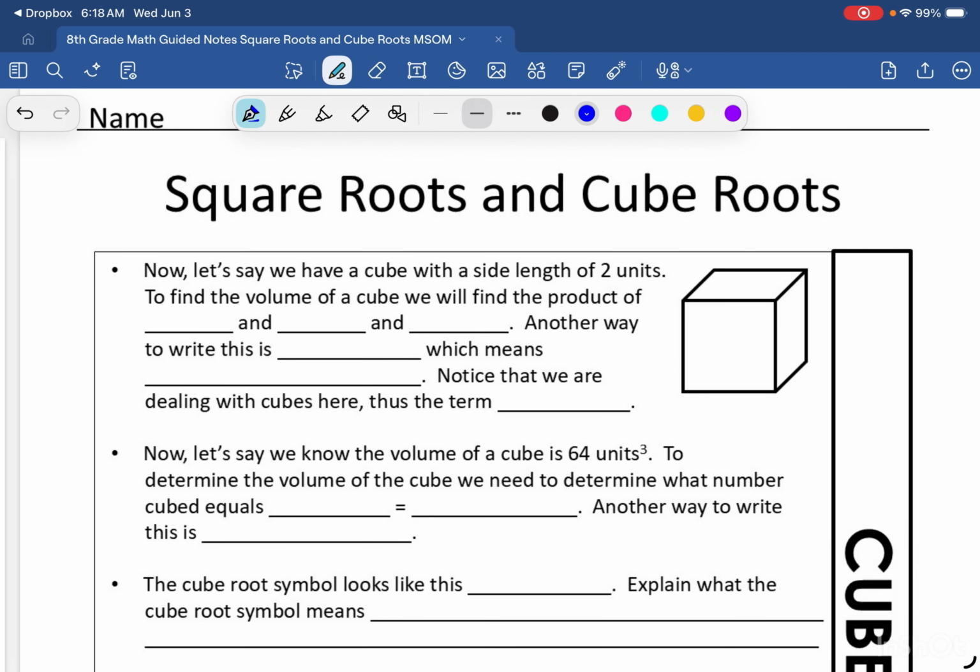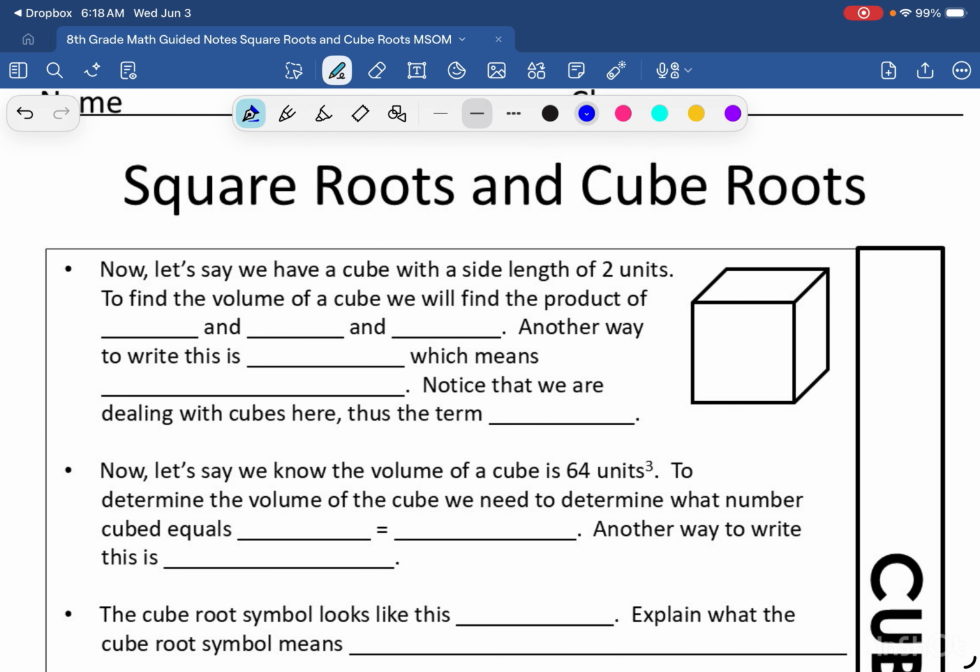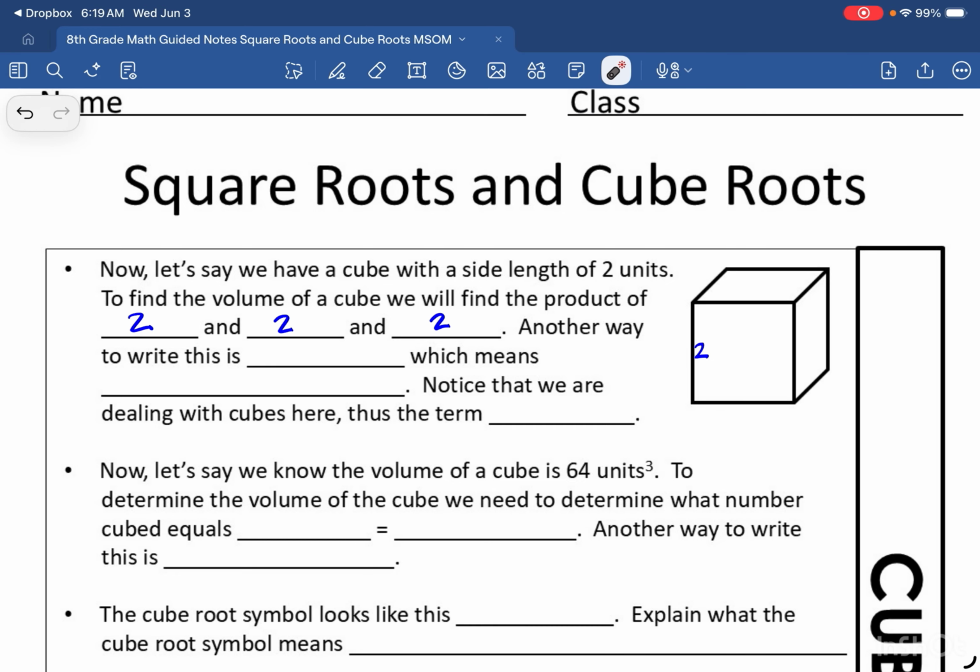Now we're going to look at cubes. Let's say we have a cube with a side length of 2 units. To find the volume of a cube, we will find the product of the length, which is 2, the width, which is 2, and then the height, which is 2. So remember, that's how we find the volume of a cube or a rectangular prism. We multiply the length times the width times the height. In this case, they're all 2, so we're going to multiply them all together.